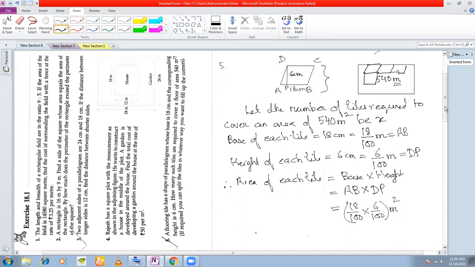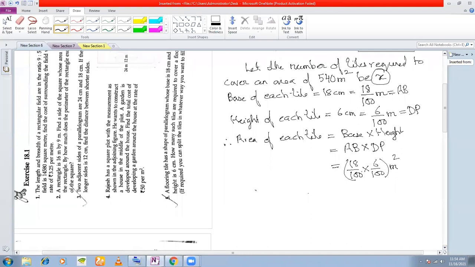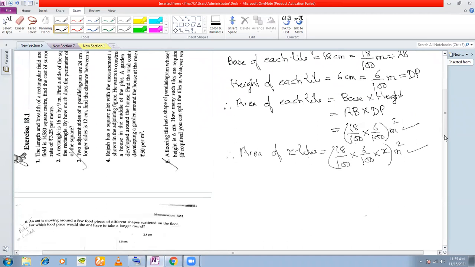Now, how many tiles are required? I have taken X tiles to be required. So what is the total area? If area of one tile is this much, what is the area of X tiles? Area of X tiles is equal to 18 by 100 into 6 by 100 into X, meter square. This is the total area. But because we are covering this with these tiles, this area here is 540. Therefore, this area must be equal to 540.